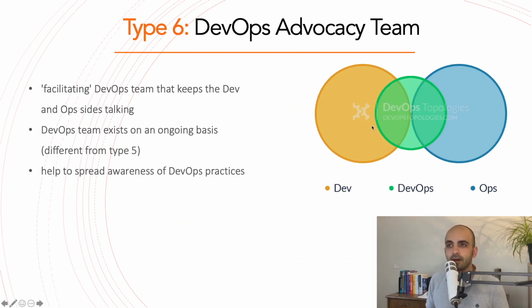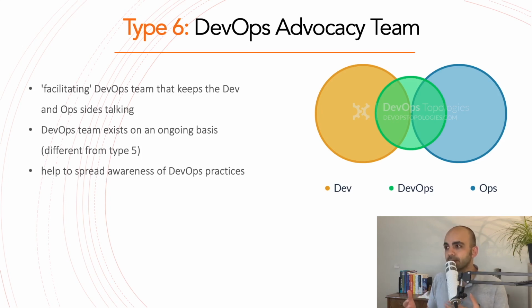Type 6, DevOps advocacy teams. I have seen in some job descriptions they were asking for DevOps advocacy, and I was just asking, what is this thing? So, unlike the previous one, type 5, this kind of DevOps team is not transitory. They are really in there for a good time.